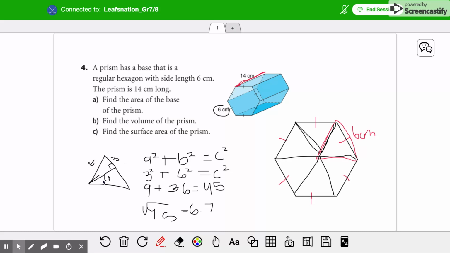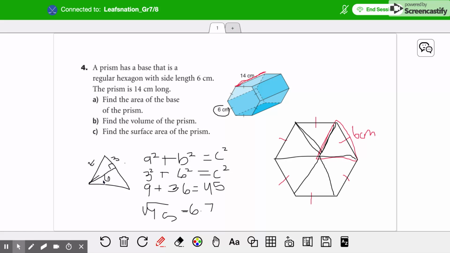If we've taken that hexagon and broken it into 6 equal shapes, and all 6 of those shapes are the exact same triangle, correct? Yeah. So then what formula do we use for the area of a triangle? Base times height divided by 2.